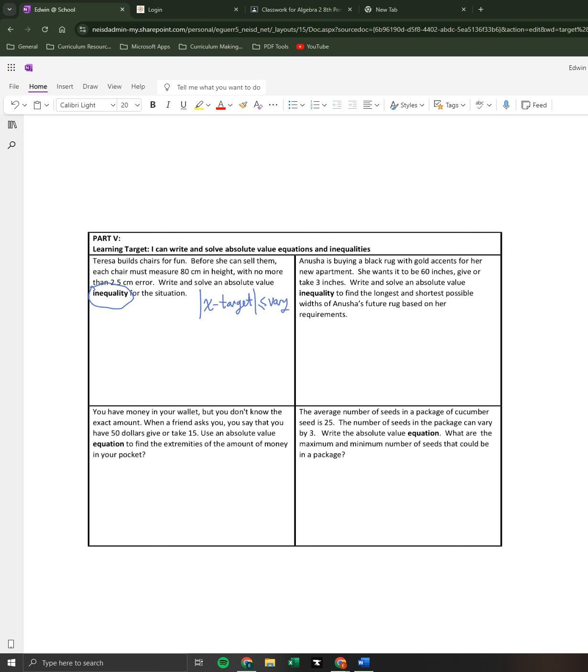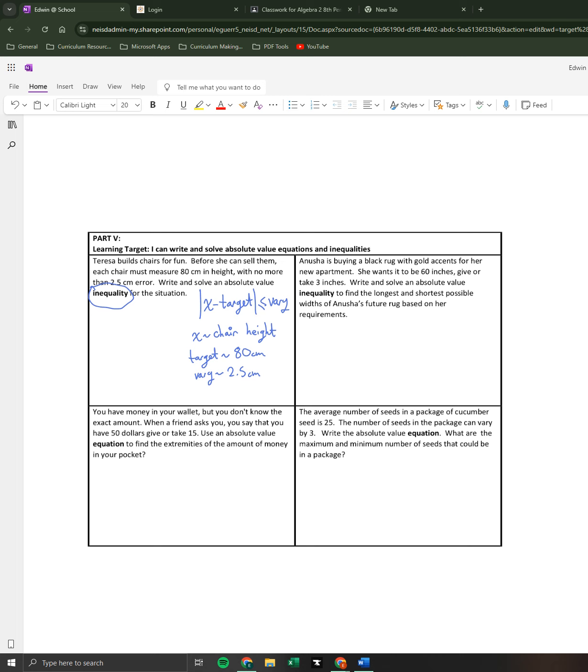The way that I explain it is we get this x value to be our unknown. That's what we use x for. We don't know what x is. So I want to use that for our chair height. We don't exactly know how tall it is. But we do know that our target height is 80 centimeters. But we know that it could also vary 2.5 centimeters.